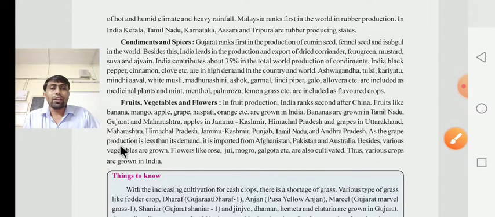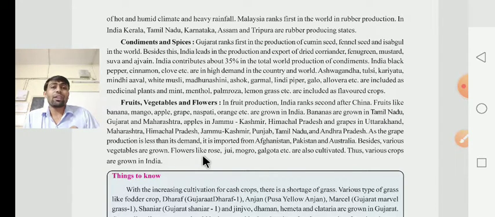As the grape production is less than its demand, it is imported from Afghanistan, Pakistan and Australia. Dear children, what they have to say is that as the grape production in India is less than the demand for grapes in India, it is imported, and that's why India imports grapes from outside the nation. From which nations can we import grapes? Afghanistan, Pakistan and Australia. Besides that, various vegetables are grown.